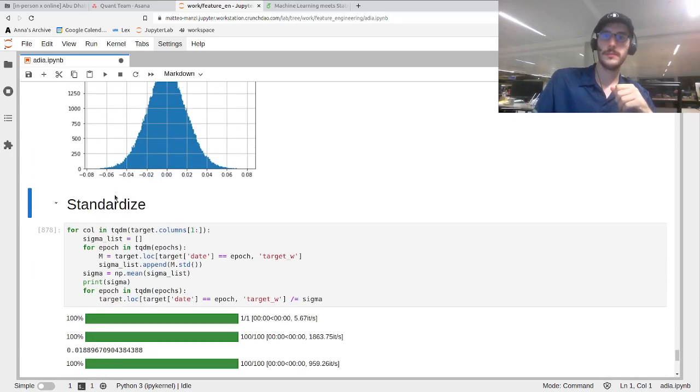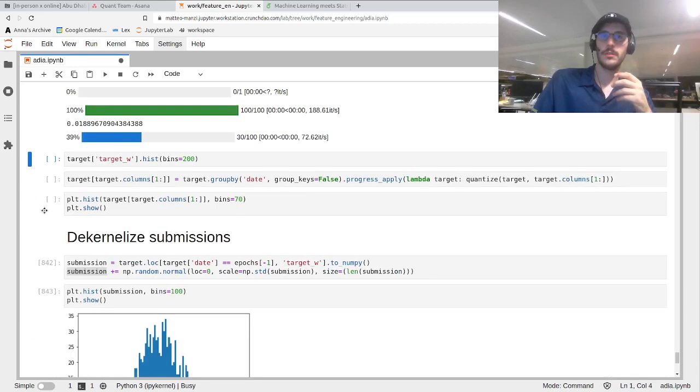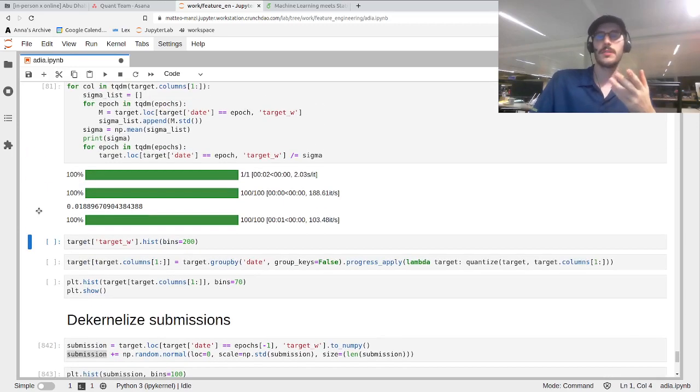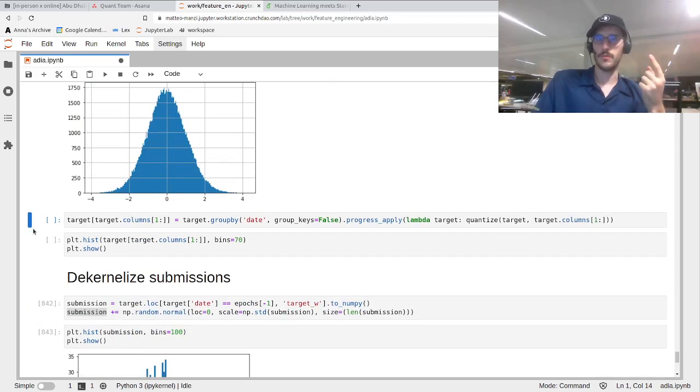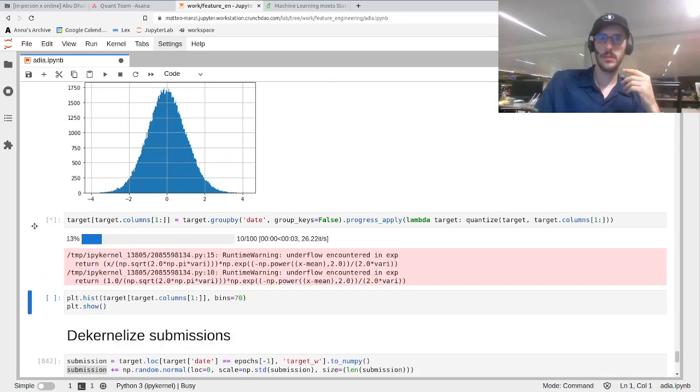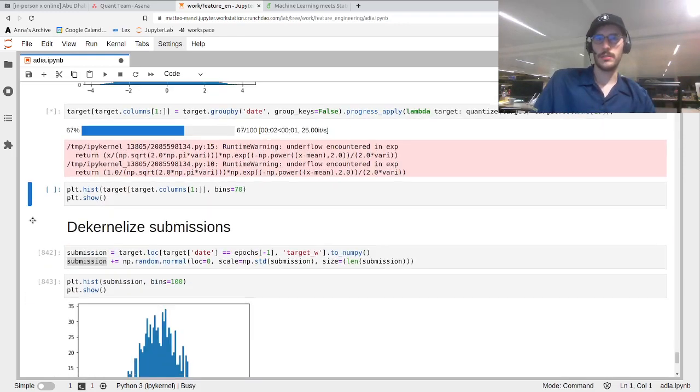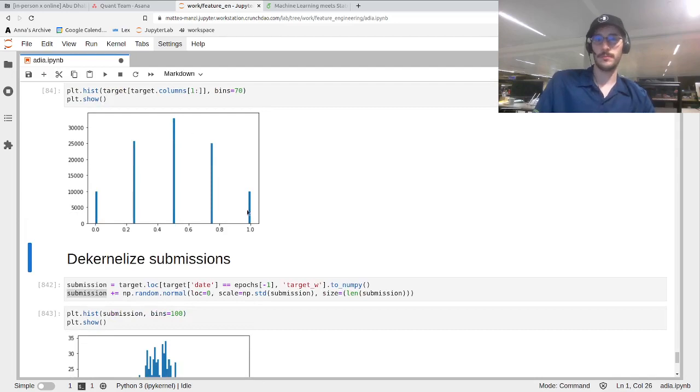Yeah, here I'm standardizing because the quantization step requires variance 1. Otherwise, it's unstable. But here I'm quantizing the target, and I can show you the target. It's a Gaussian, but with bins.